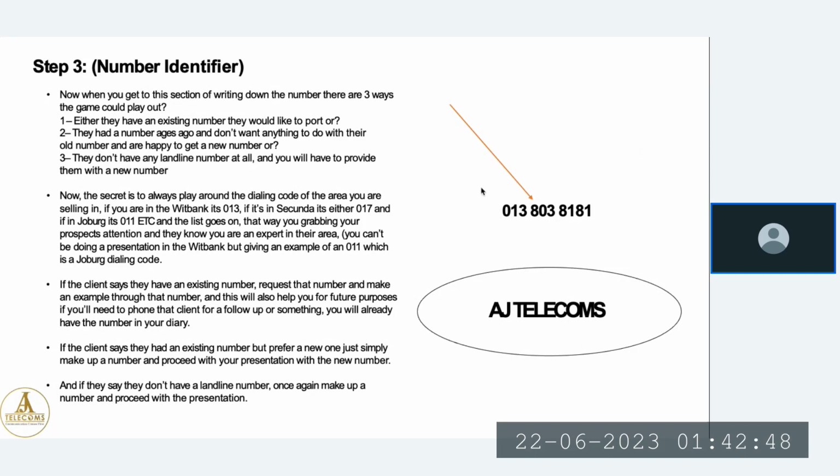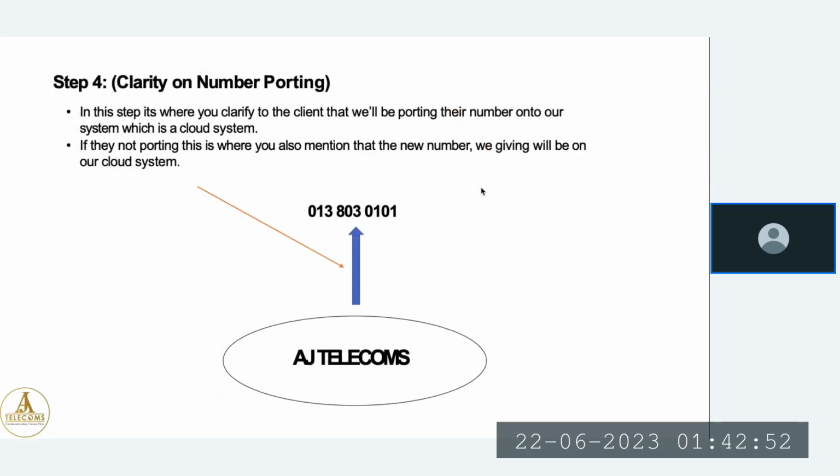Now, step 4. Clarity on number porting. So in this step, it's where you clarify to the client that we'll be porting their number onto our system, which is a cloud system. If they're not porting, this is where you also mention that the new number we're giving will also be on our cloud system. So notice again, step 1, you wrote the business name. Step 2, you circled it. Step 3, you wrote the number identifier. Now step 4, you point the arrow, clarifying that you're going to be porting their number onto our cloud system.